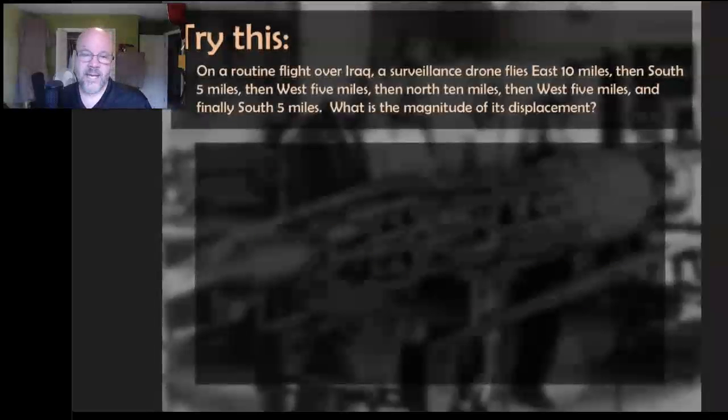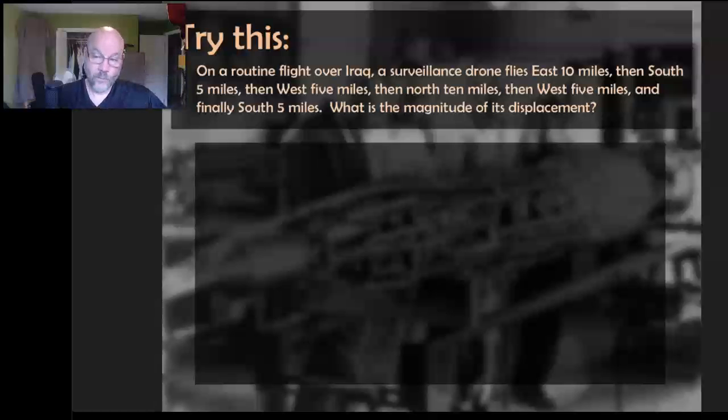All right, so here's an example. On a routine flight over Iraq, a surveillance drone flies east 10 miles, then south 5 miles, then west 5 miles, then north 10 miles, then west 5 miles, and finally south 5 miles. Well, we got a bunch of vectors here. Every single one of these is a vector: direction and a magnitude, direction and a magnitude, direction and a magnitude. So all we need to do is put them together and see what happens when we do that.